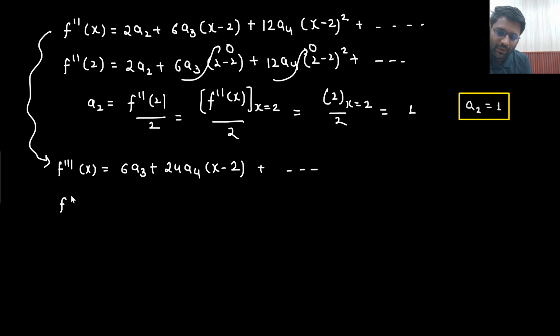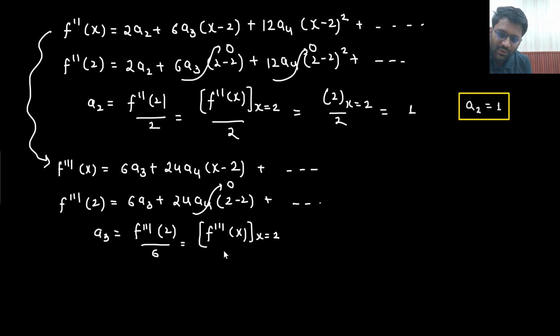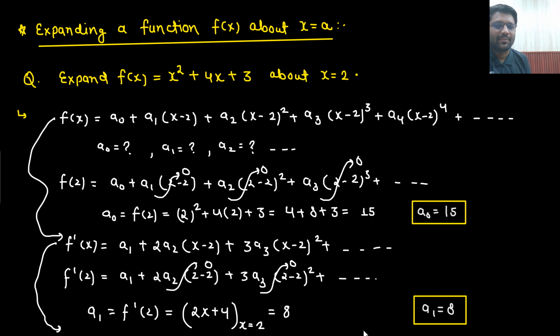Now what I will do, here I will put x equals to 2. So what I will be getting? 6a3, plus 24a4 into 2 minus 2, that will be 0, and so on. So next all terms will be 0 only. So from here what you are seeing is that a3 value is coming out to be f triple dash 2 divided by 6, or you can say f triple dash x, in place of x you put x equals to 2, divided by 6.